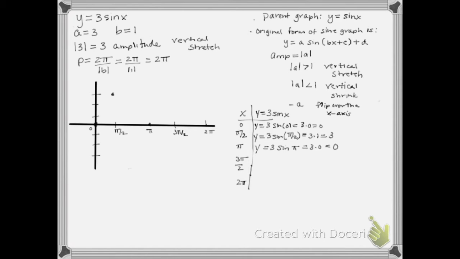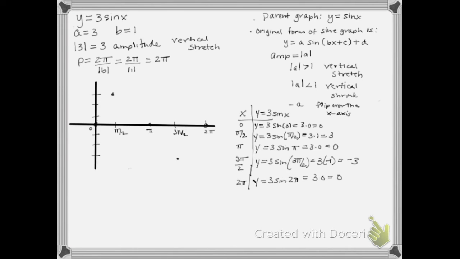All right. y equals 3 sine of 3 pi over 2. Again, I'm substituting my angles in for my x in my equation. So the sine of 3 pi over 2 is negative 1. So 3 times negative 1 is going to give me negative 3. So at 3 pi over 2, I'm going to be at negative 3. And then my last value is 3 sine of 2 pi. And the sine of 2 pi is 0. So it would be 3 times 0, which is 0.